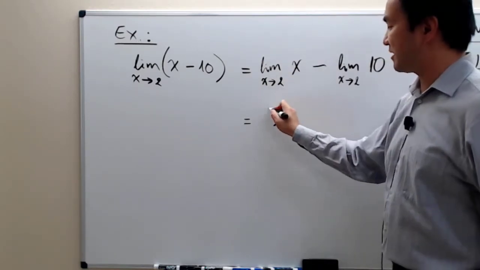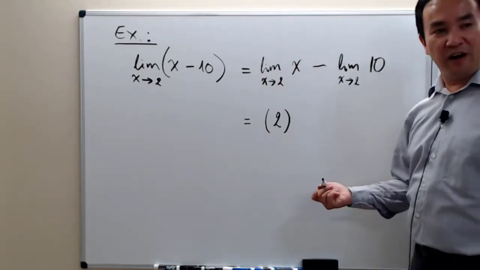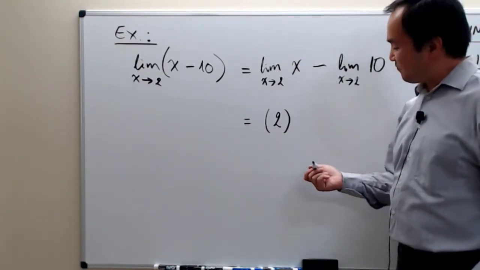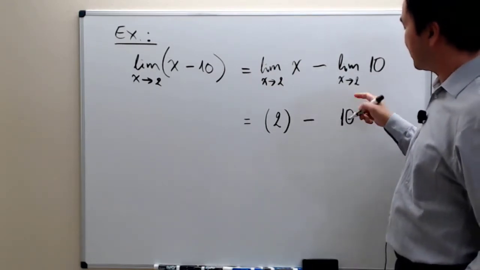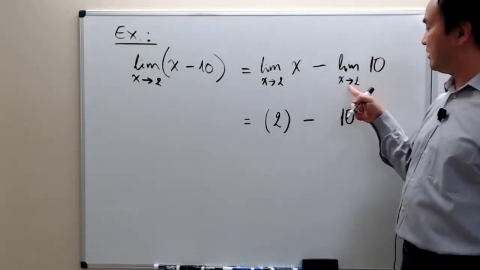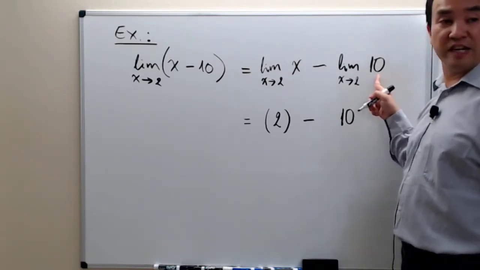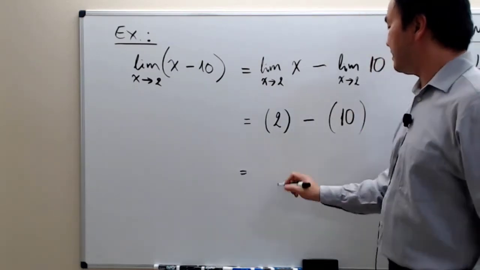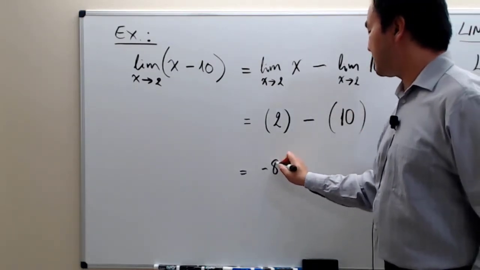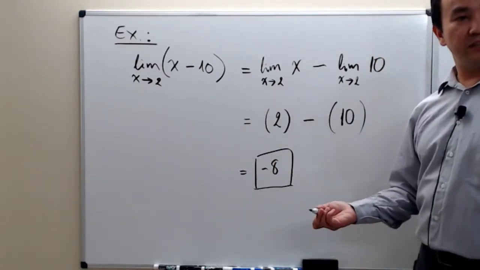So it looked like I substituted the value into the function, but really it's not. And then I am going to subtract 10, because regardless of which limit point, when we're finding the limit of a constant function, the limit turns out the same as the constant. And so here 2 minus 10 equals minus 8. We have for ourselves another limit problem that we can solve.